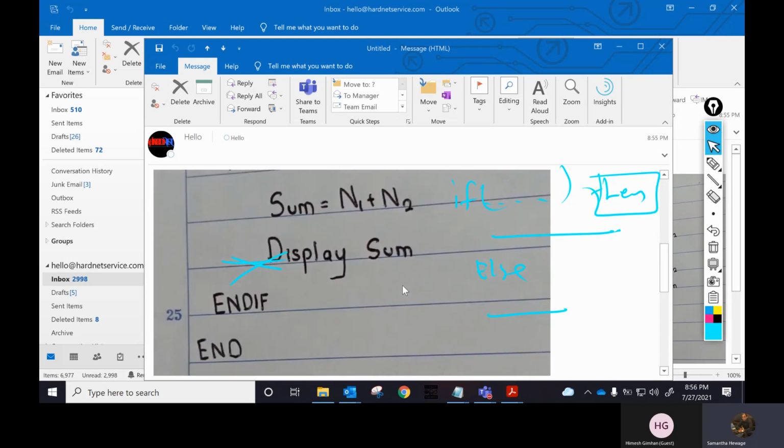Baba, an endif won't come here, no? We didn't do any selection, no. This is wrong. Oh, sir, I forgot to cut it, sir. Yeah, here we don't have an if. Endif only comes if you have an if on the top. If, else and endif, that's the pattern.